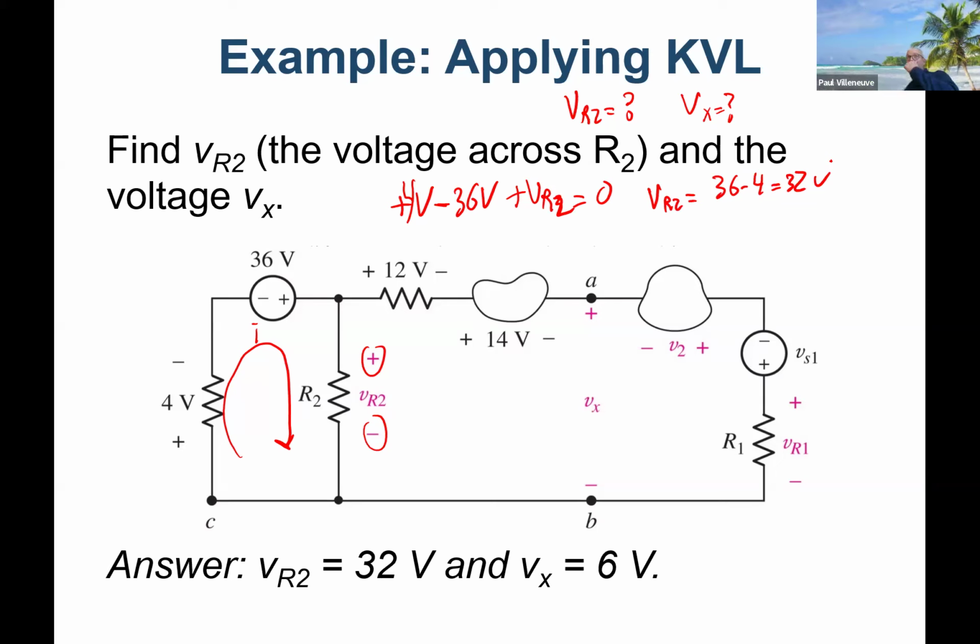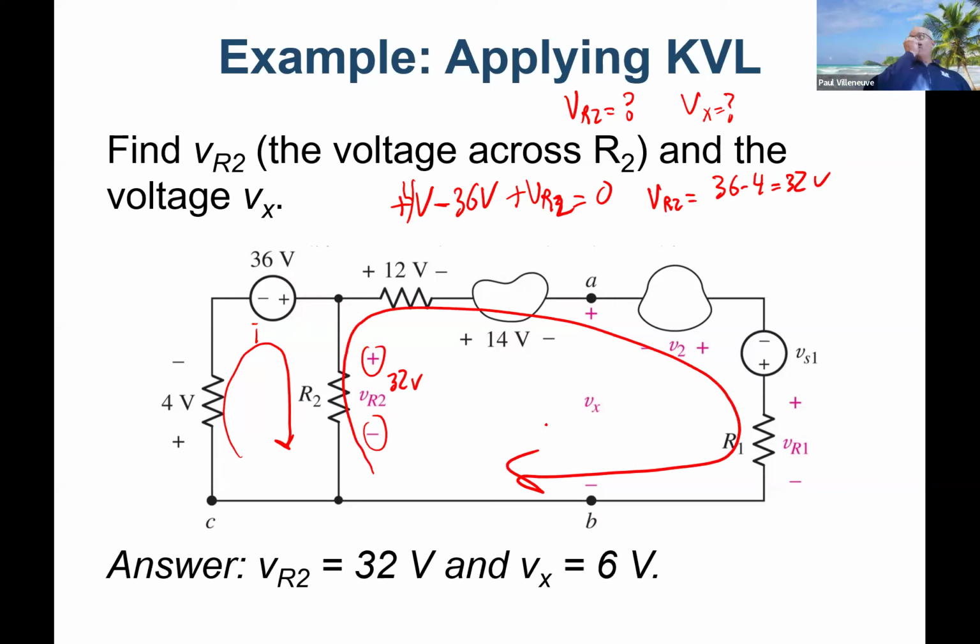Now that's really good. That was a great first start, because we now know VR2, which means we know that this is equal to 32 volts. Now we can do another closed loop. All right, so let's write the second loop equation. Is 32 a plus or a minus? Minus?